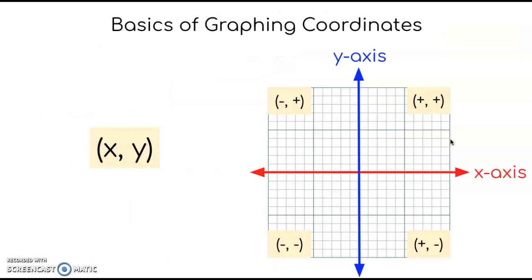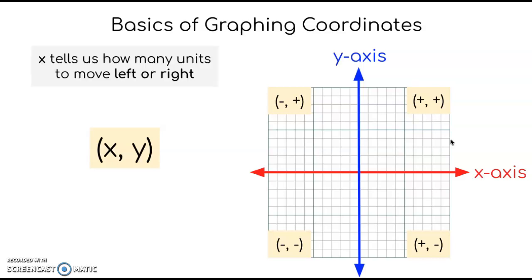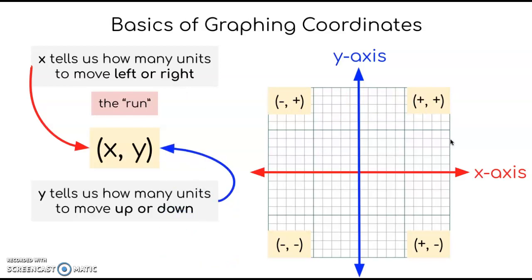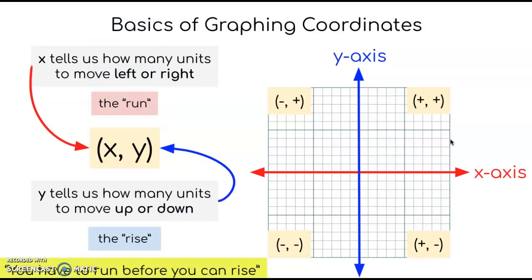Now let's look at the basics of graphing coordinates. So we know that it's going to be x comma y, so x tells us how many units we need to move left or right. Sometimes you'll hear that called the run. And y tells us how many units we need to move up or down. That's called the rise. And sometimes you'll hear you have to run before you can rise. That just means you graph your x point, or you go over, left or right, first, and then you graph your y point. So you go up or down second.